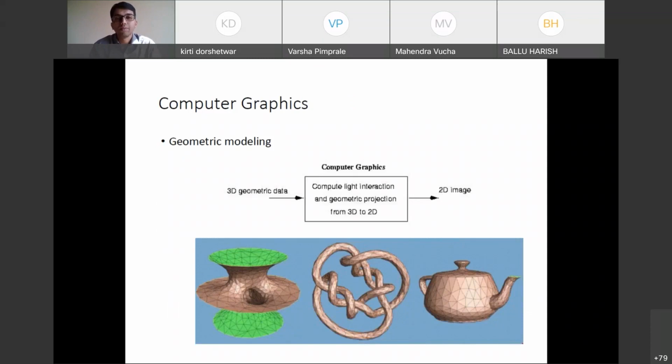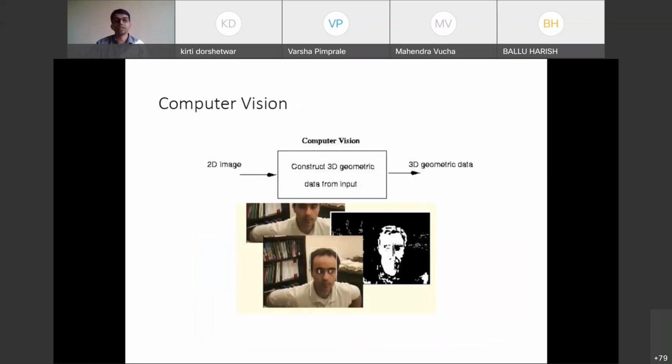Now, for computer graphics based on the image, as a human you can tell that this image is of a kettle. But how will the computer understand how much the width is? As humans, we know that the width will be around 10 to 15 centimeters, or the diameter around 20 centimeters for this object. But based only on 2D data, or if you have 3D geometric data, if you can construct the 2D images, it is very helpful. So nowadays they take help of light interaction and geometric projection from 3D to 2D to get this 2D image.